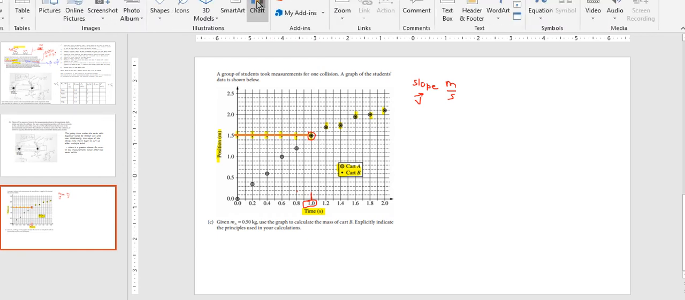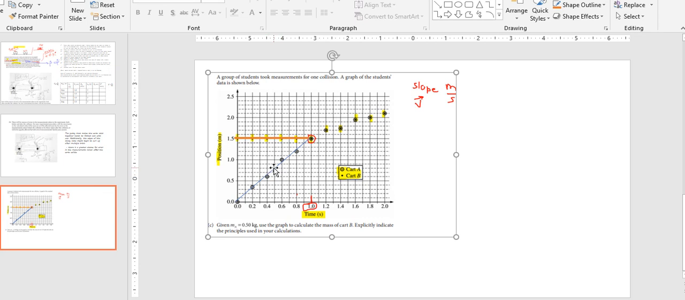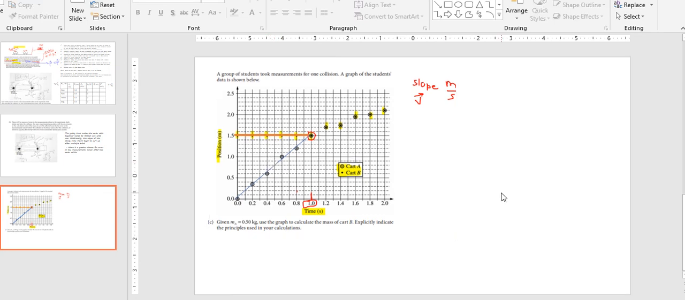And this is what you should do with cart A. You do a best fit line. So I'm just going to start here and go right to here. That's about right. That's what you would expect to see. Best fit line, it's like the trend line on Google. So this blue line is the velocity of cart A. So let's take a look at that really quickly before the collision.